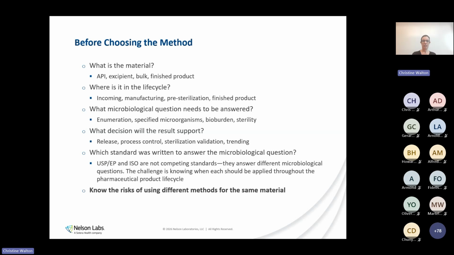Just like in microbiology, it's always yes, but. So the but here is know the risks of using different methods for the same material. So we'll get into that in just a little bit.